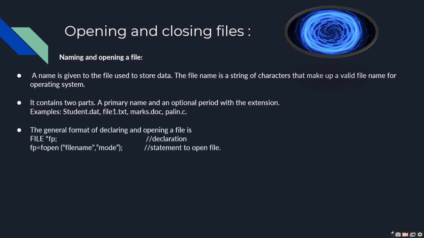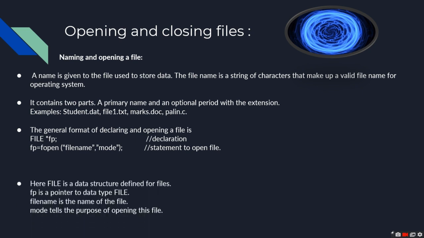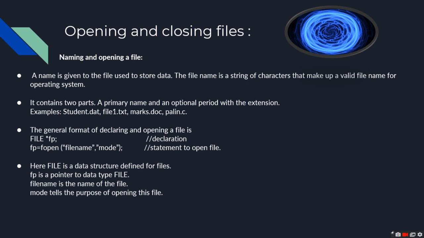The general format of declaring and opening a file is shown on the screen. Here, FILE is a data structure defined for files. fp is a pointer to data type FILE. Filename is the name of the file. Mode tells the purpose of opening this file.